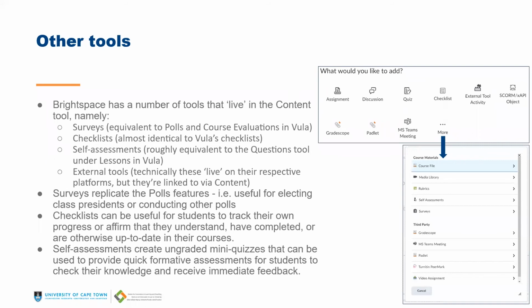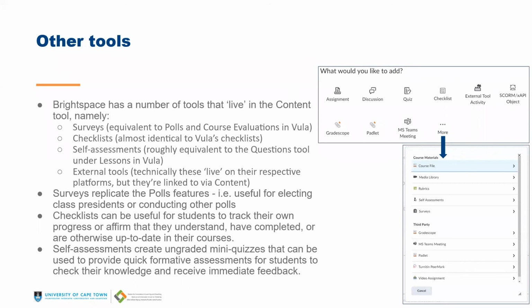A tool called surveys, which is the rough equivalent of the polls tool for those who used it. A lot of people use it for class representatives and also for course evaluations. This is a tool that takes a couple of steps to set up, but it's not too difficult to do. It's got Likert scales and all that kind of stuff. Pretty straightforward. Don't need to show it now, but it has the functionality of the polls and course evaluations.